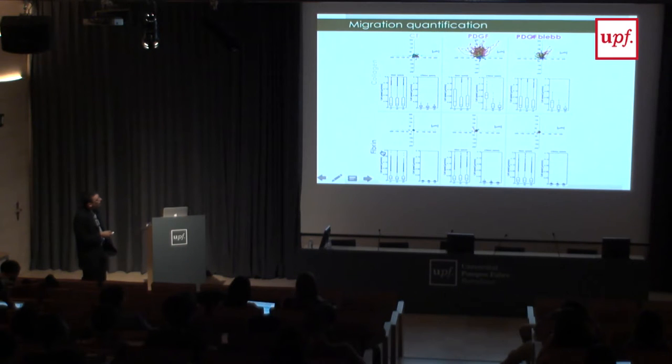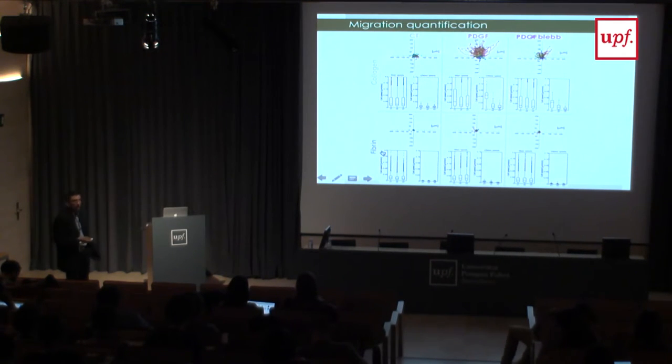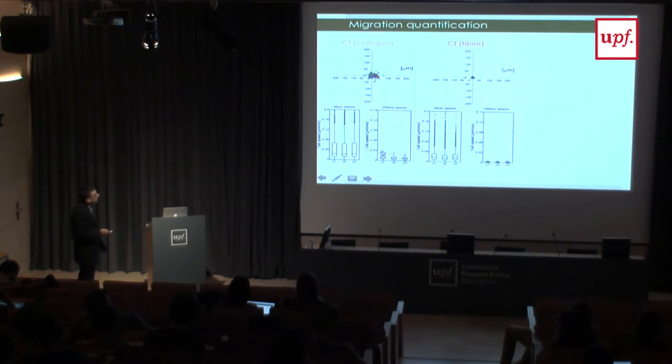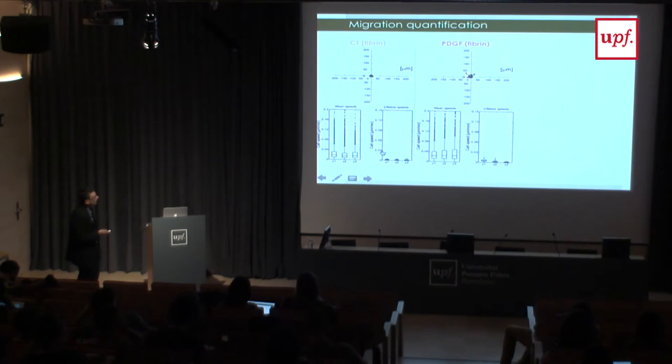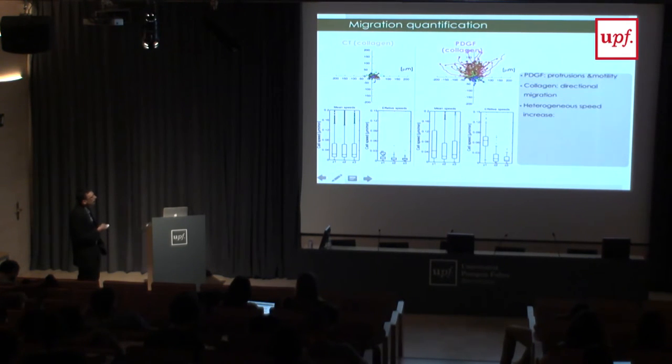Here, we can see a comparison of control, PDGF, and PDGF plus blebbistatin, and this is collagen and this is fibrin, and here we can clearly observe the difference. With PDGF, the speed is much higher in comparison with control and much higher in comparison with fibrin. And also, it's much higher than if we compare with blebbistatin. Okay, later we have more data that I'm going to advance, but it's a more quantitative comparison of all the phenomena, so we have a clear study of this phenomenon.